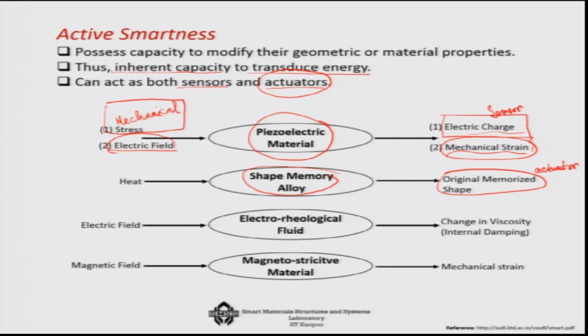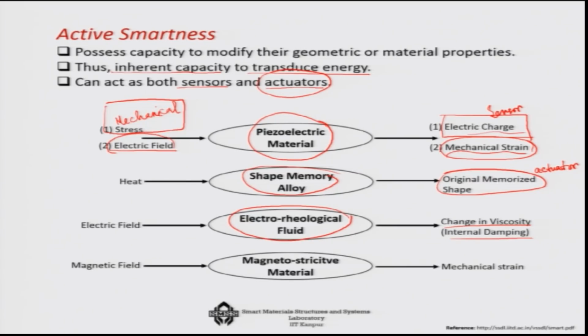Again, in another case you can change the material property, not the geometric property, like if you consider the electro-rheological fluids. If you apply electric field as an input, you will see that the viscosity of the system changes. So, there is a change in viscosity and that will change the internal dampings, etc. This is very much used in suspension system designs in mechanical systems.